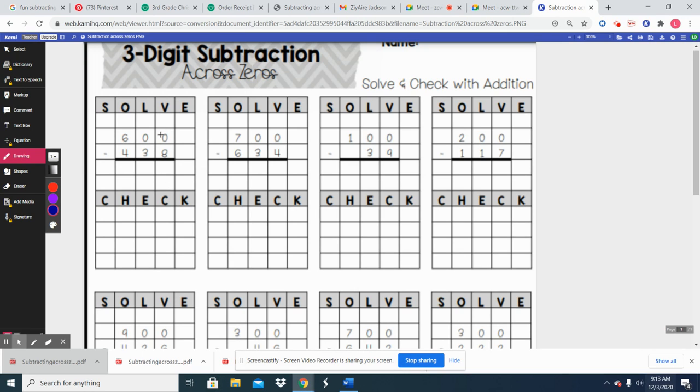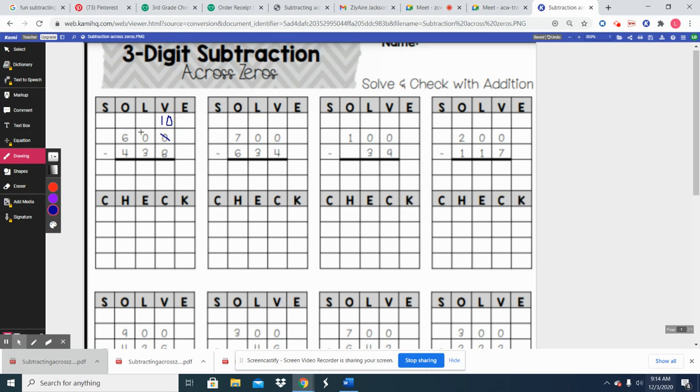So the first thing I'm going to do is look at my numbers. We have 600 and we have 438. When we are looking in the ones place, we have a 0 and an 8. We cannot subtract 0 from 8, so we are going to have to borrow. I'm going to put a 1 in front of my 0 to make it 10.